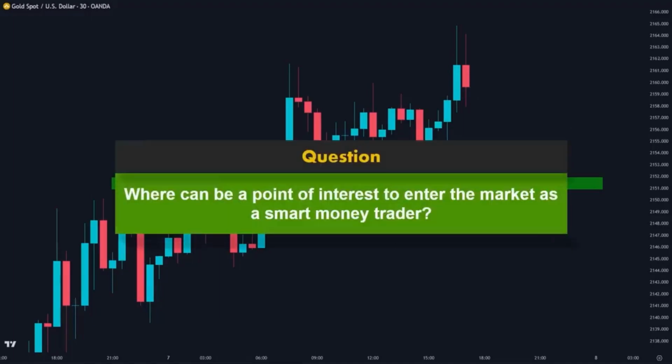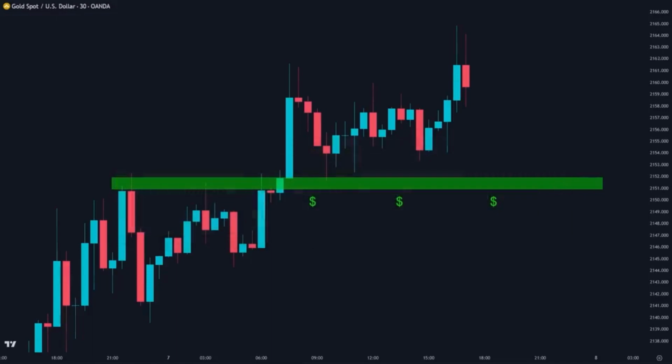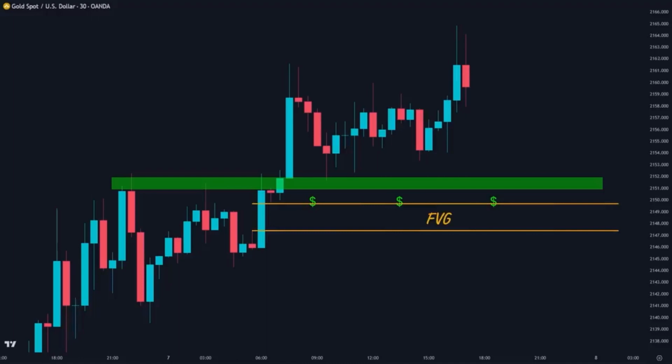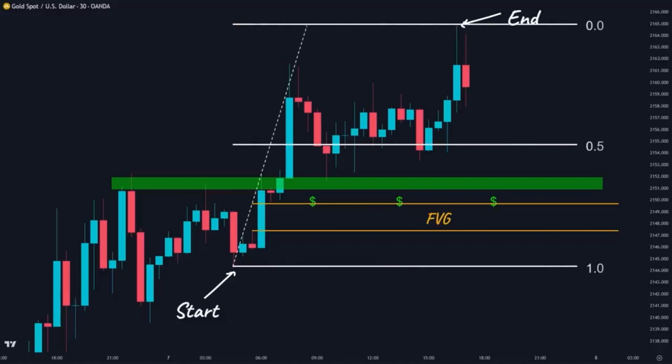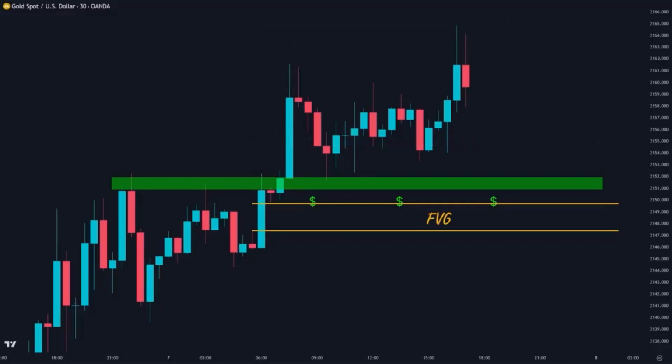Now the question is, where can be a point of interest to enter the market as a smart money trader? If we look to the left-hand side, we can notice this area of fair value gap, which is an extreme demand zone. If we consider the start and end of the latest impulsive move and apply a Fibonacci retracement tool, we can see that the FVG is located inside the discount side of the range. So this presents a perfect trading opportunity to open a buy limit order at this zone and set our stop loss below the swing low. In this case, the price has swept the liquidity, rejected the FVG zone immediately, and pushed higher as we expected.